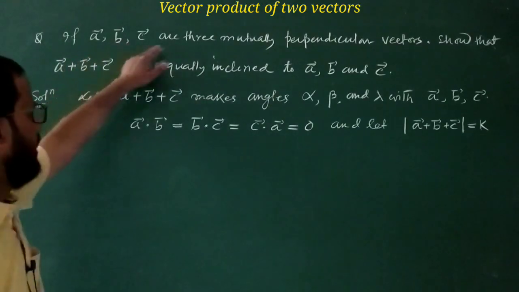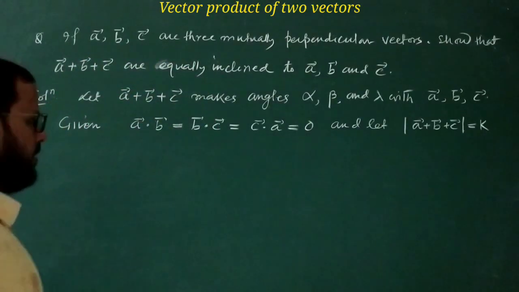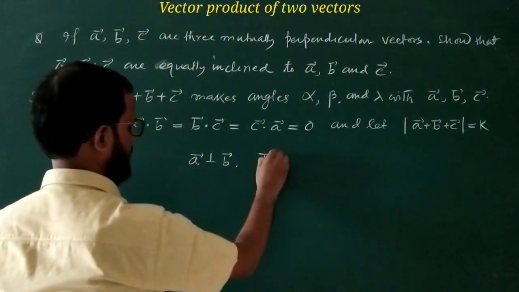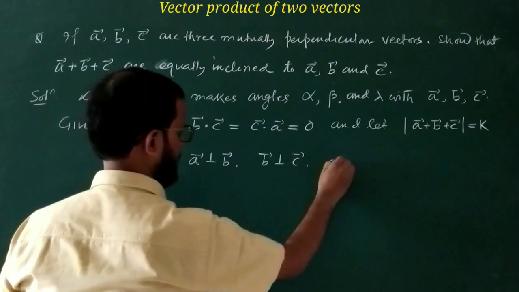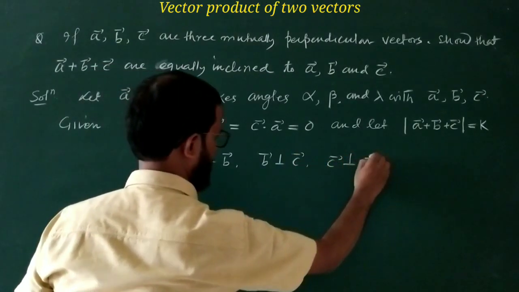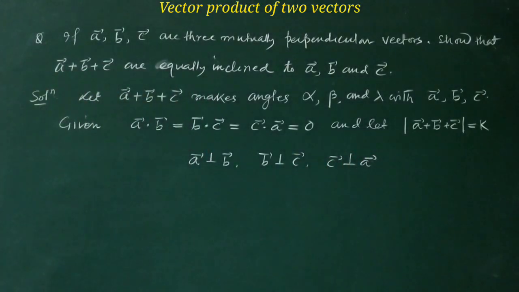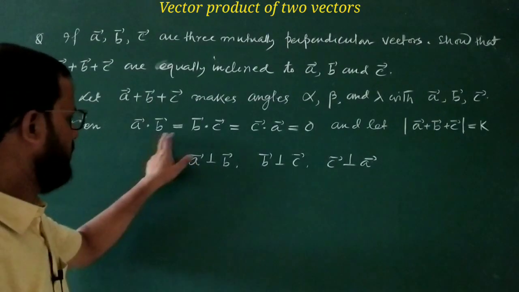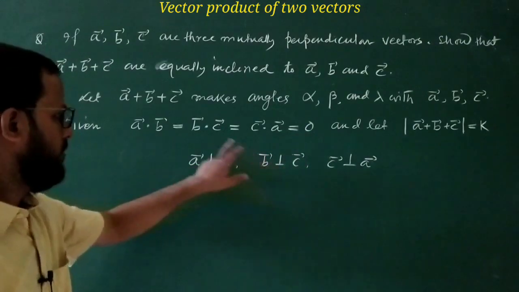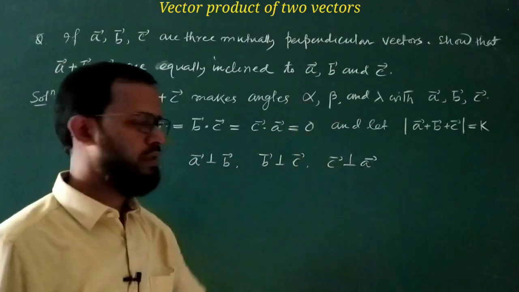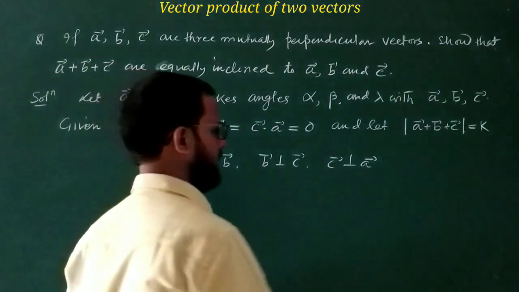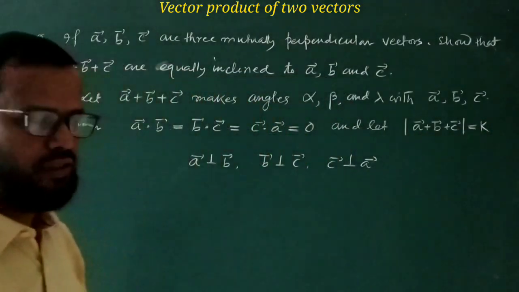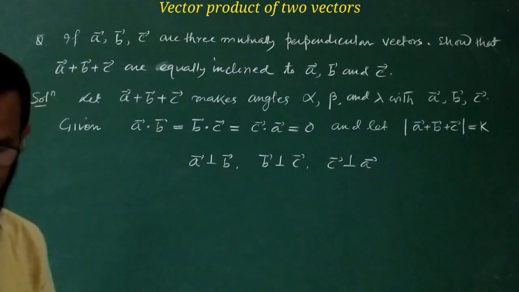Given that a, b, c are mutually perpendicular. Mutually perpendicular means a vector is perpendicular to b vector, b vector is perpendicular to c vector, c vector is perpendicular to a vector. This is mutual. Okay. So a is perpendicular to b means a dot b equal to 0. Similarly, b dot c equal to 0, and c dot a equal to 0. And suppose that magnitude of a vector plus b vector plus c vector equal to k. कुछ तो होगा. We suppose that it is equal to k. Okay.